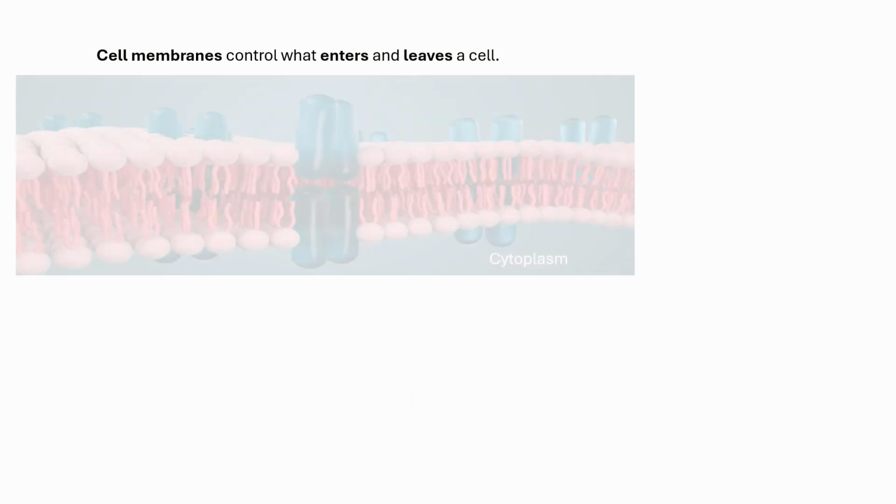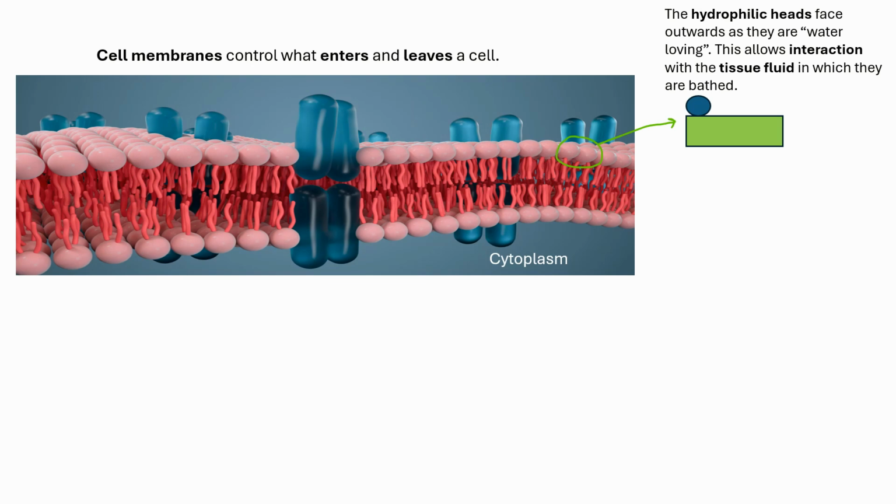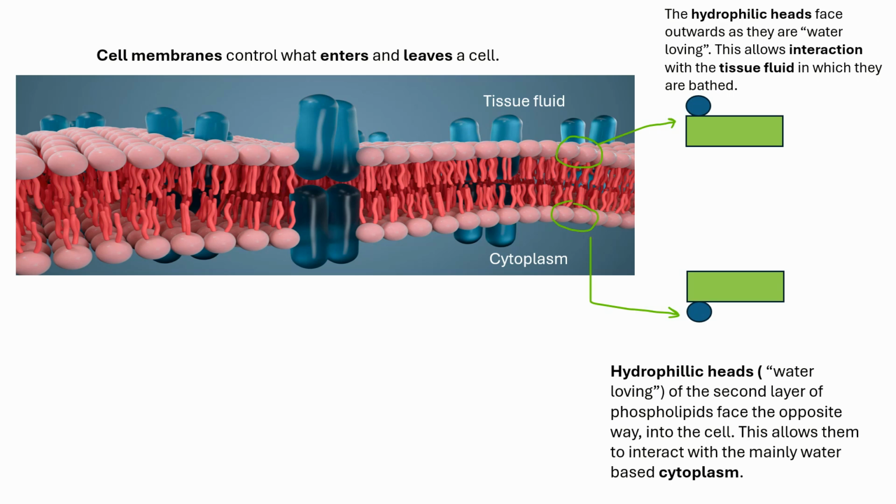Now, cell membranes have a really important job. They control what enters and what leaves a cell. We can see here I've circled the hydrophilic heads, which face outwards, and they are water loving. And this allows interaction with the tissue fluid in which the cells of your body are bathed. So the cells in your body are surrounded by tissue fluid, which is mainly water. These hydrophilic heads need to be able to interact, and that's why they're hydrophilic.